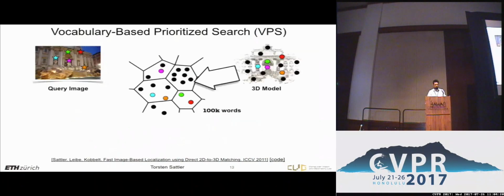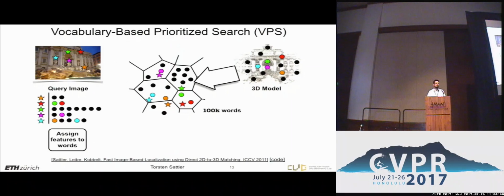A bit more formally, this vocabulary-based prioritized search can be visualized as such. So you first assign the 3D points to the visual vocabulary. For the query image, you first compute the assignments at runtime. Then for each feature, you essentially do a lookup of how many comparisons I need to do. You sort those features based on the costs. And then you go through the features one by one.